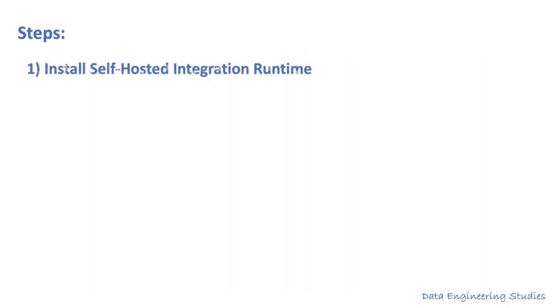The first step is to download self-hosted integration runtime in your on-prem system. In order to establish connection between on-prem system to Azure, we need to install self-hosted integration runtime in our on-prem system. This is a downloadable software which you can download and get it installed in your on-prem system.